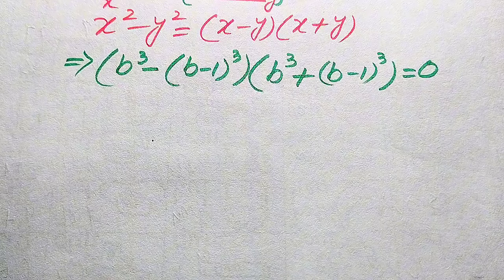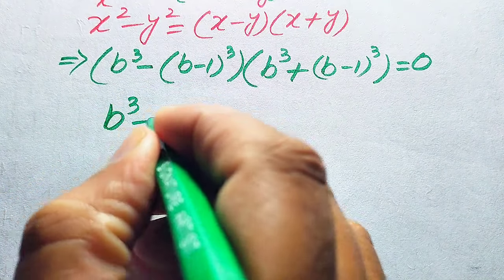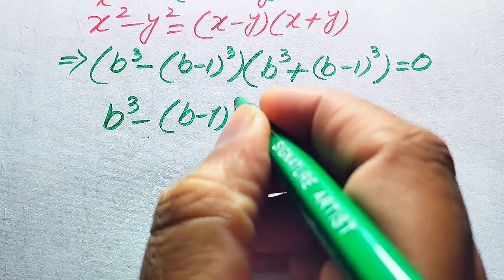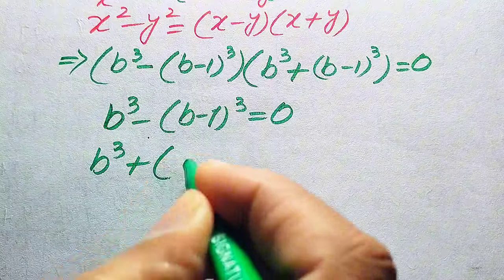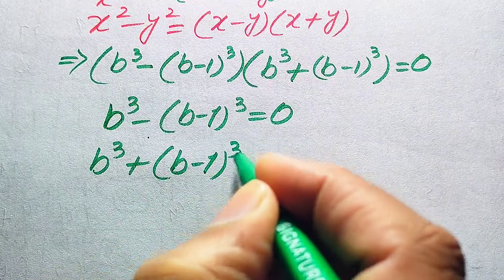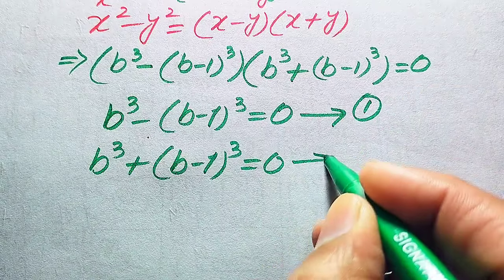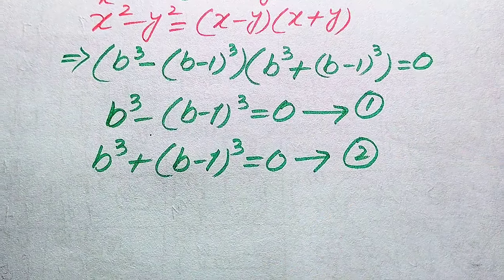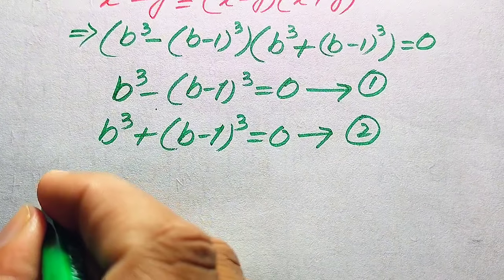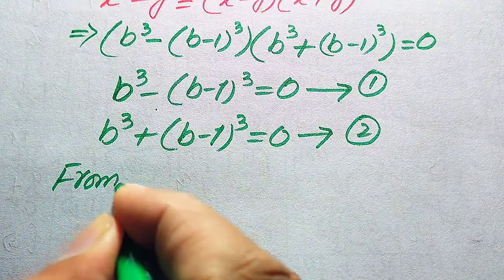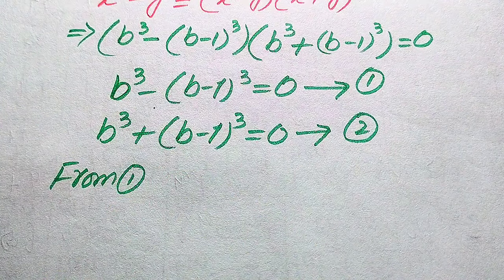And now further in the next step we divide this equation into two cases. The first case is we write b cubed minus (b minus 1) cubed is equal to 0, and the second case is b cubed plus (b minus 1) cubed is equal to 0, and we call this our equation number 1 and this our equation number 2. So here we need to solve these two equations one by one, and first we need to focus on equation number 1.